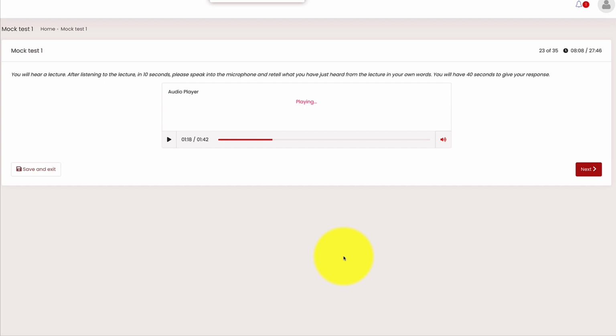After those 10 seconds are over, the microphone opens again and you start retelling that lecture. In a way, you have to retell the summary of that lecture. Whatever you heard in the lecture, you have to summarize it and say it again in 40 seconds. In a way, you are trying to compress the information in the lecture into a good summary.